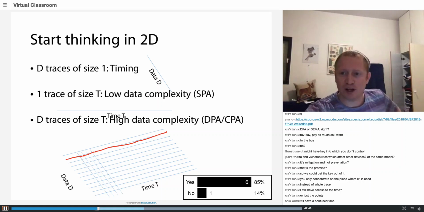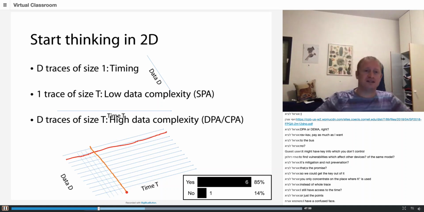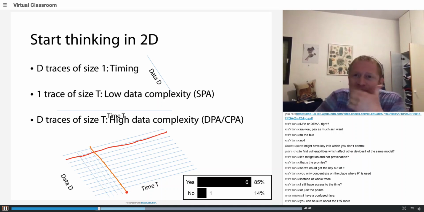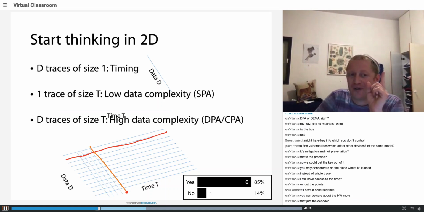But now a little more tricky. What happens if I fix the time and look at all of the data points at this time? So what is my data structure? What do I get now? I get something which is of size d times 1. So this is essentially equivalent to the timing attack. But what is the difference between this and the timing attack?